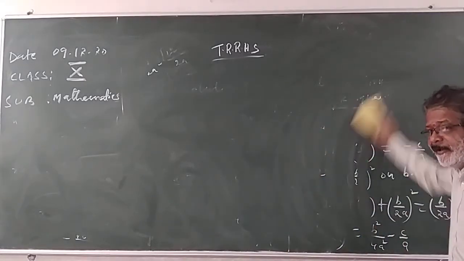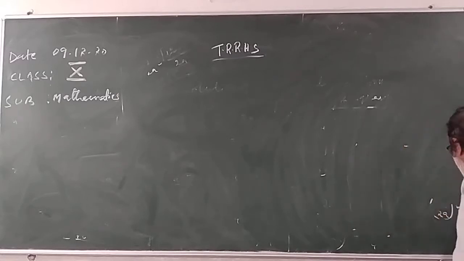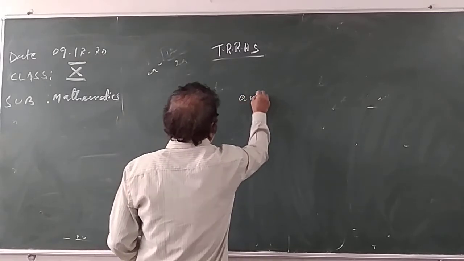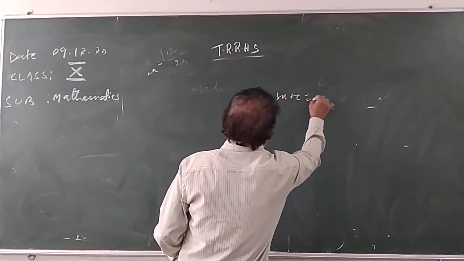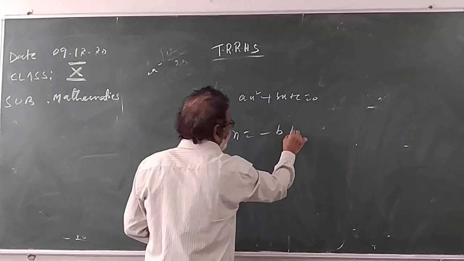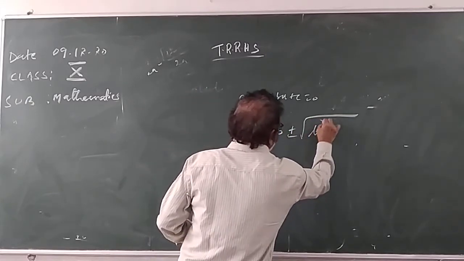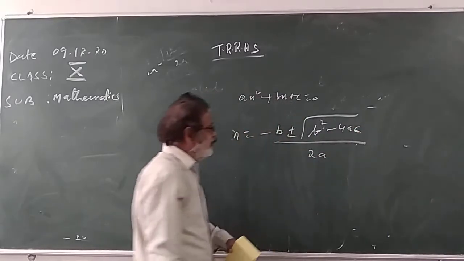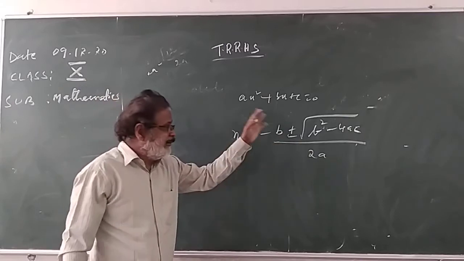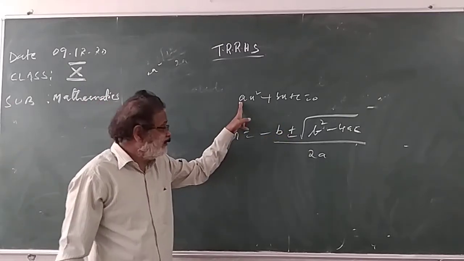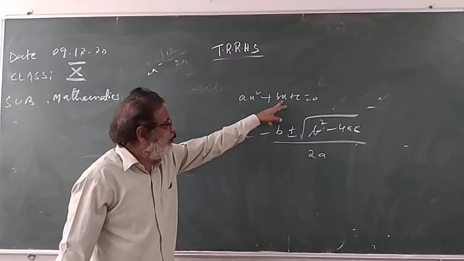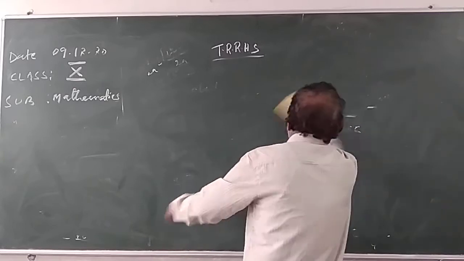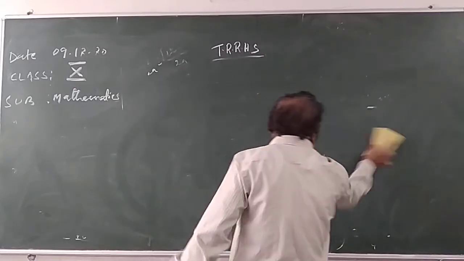The roots formula is what? x equal to minus b plus or minus under root b square minus 4ac whole by 2a. What are the roots of ax square plus bx plus c equal to 0? That is, x is equal to minus b plus or minus under root b square minus 4ac whole by 2a. When you substitute the a, b, c values in this, we will get the roots. What is a? a is the coefficient of x square. What is b? The coefficient of x. c is the constant.